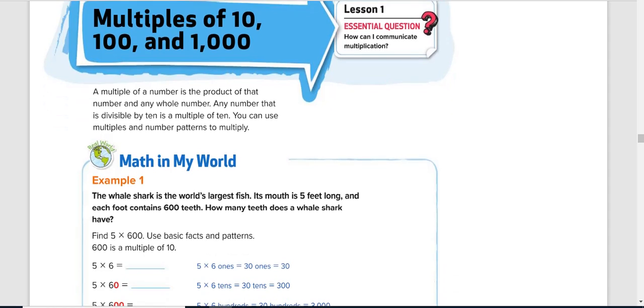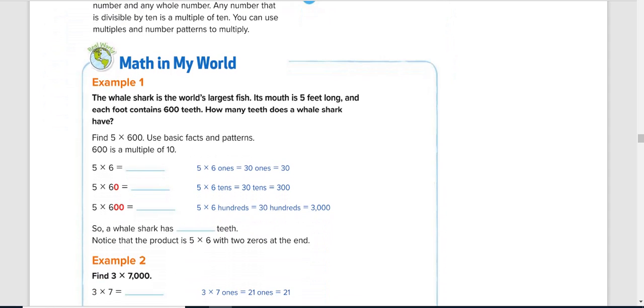Okay, so we're going to go straight to this example. One important thing is you need to know your times table, your multiplication table. With that, you can quickly multiply numbers that end with zeros. Okay, so let's start with this. Our interest is to find 5 times 600.